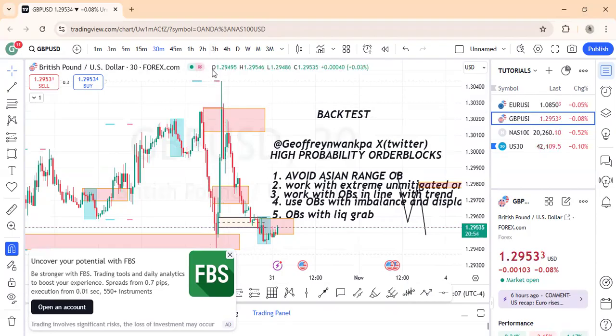So whenever you enter into a new session, sometimes the order blocks from the previous session don't seem to hold. Always wait for order blocks formed in the same session you're in. If you're in New York session, work with order blocks formed in New York. If you're in London, wait for order blocks formed in London, because sometimes price can take you out because it's trying to take liquidity from the previous session.